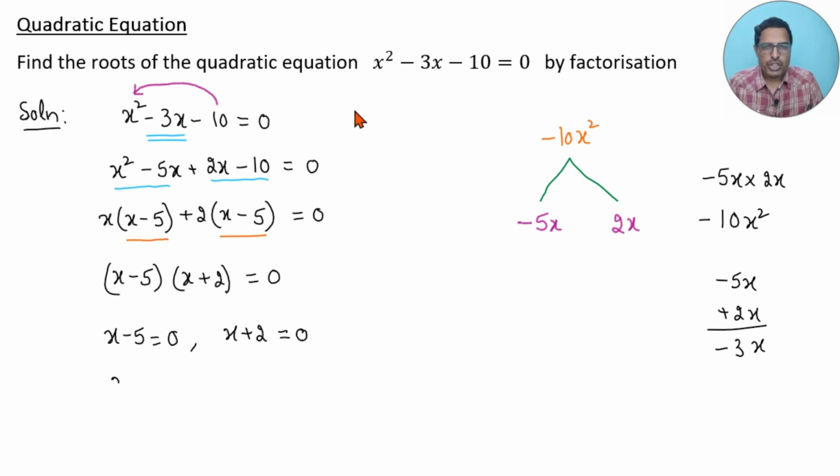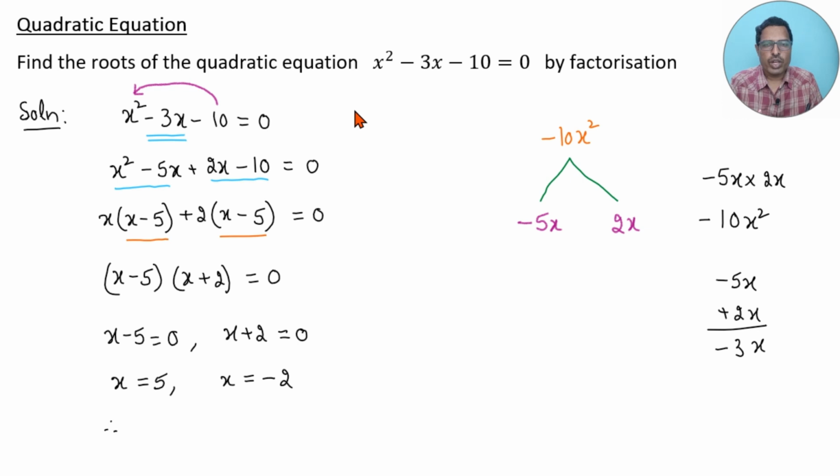Now let us keep this x value as it is, send this minus 5 to the other side, this minus 5 will become plus 5, and over here x plus 2 is equal to 0, x will be equal to, this plus 2 goes to the other side, plus 2 will become minus 2. So these are the two roots of the quadratic equation.